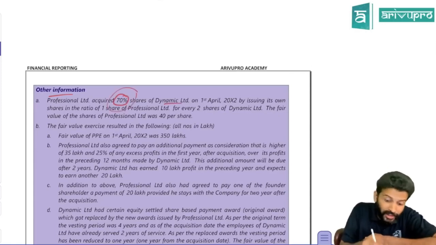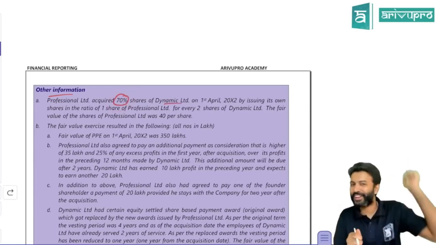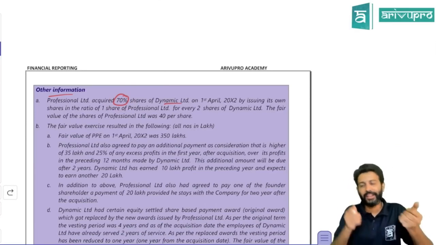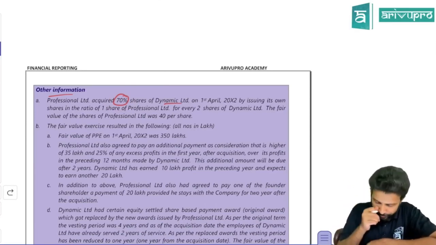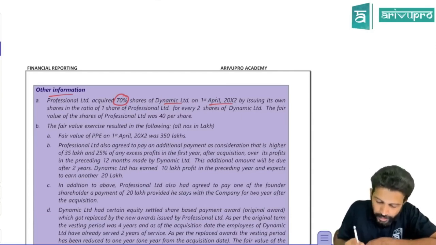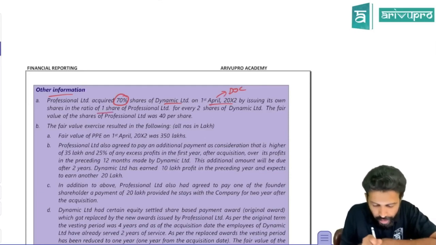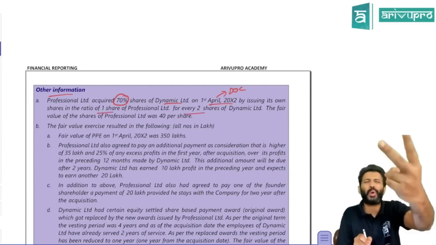Now, the moment you see Professional has acquired 70%, don't automatically assume Professional is the acquirer. It could be a case of reverse acquisition also. So see the data and accordingly conclude. On 1st April 20X2 they acquired the shares, which means this is the date of control, by issuing its own shares in the ratio of 1 share for every 2 shares held. For 2 they have issued 1.